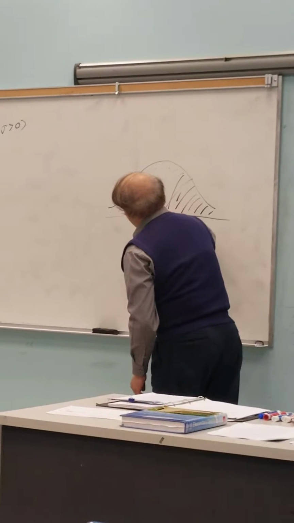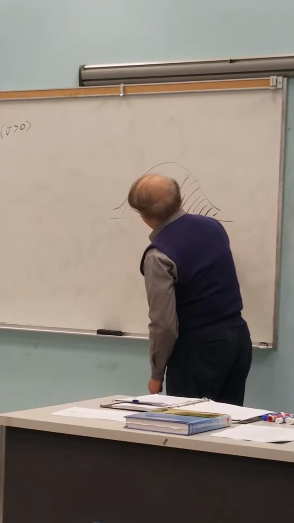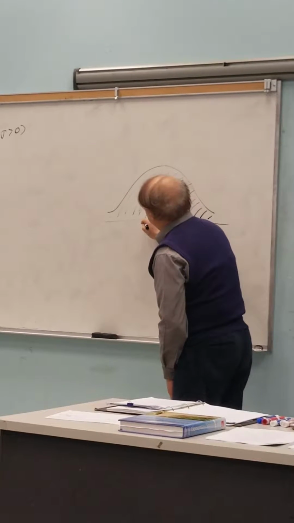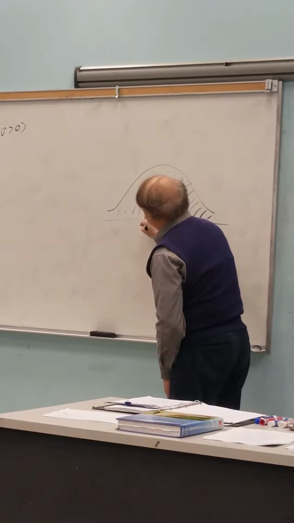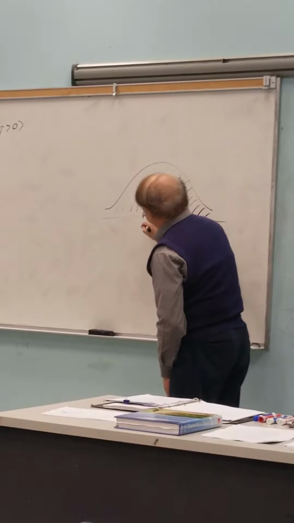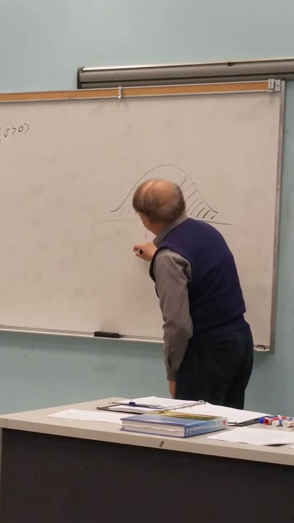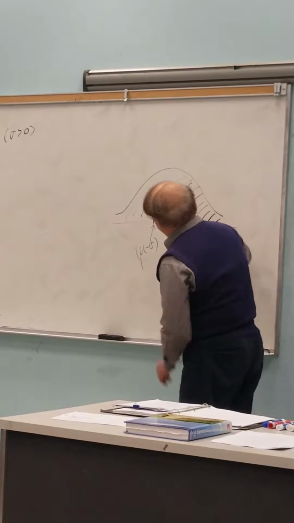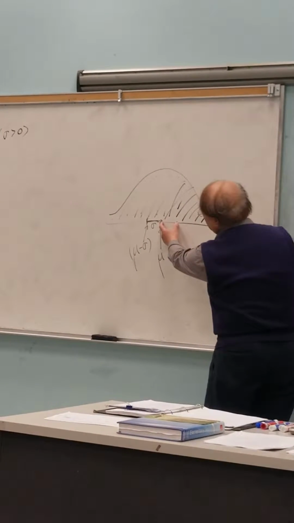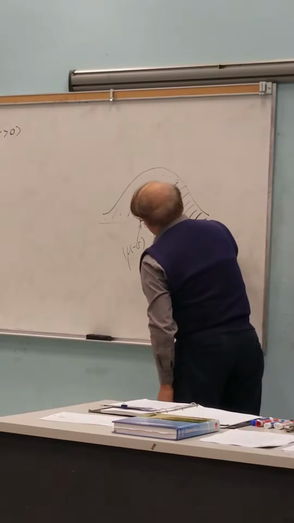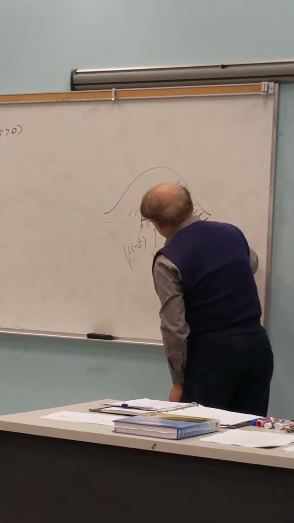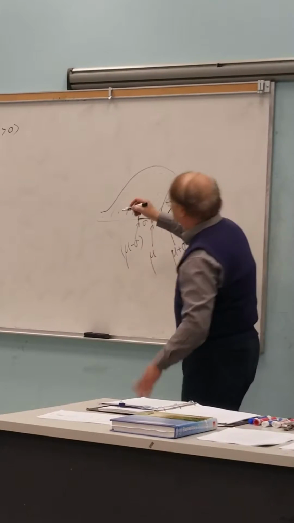Now, the center, because it's symmetric, the center is mu. Now suppose this distance is sigma, so this is mu minus 1 sigma, and the sigma, the standard deviation, is this much. So this point is mu plus sigma.